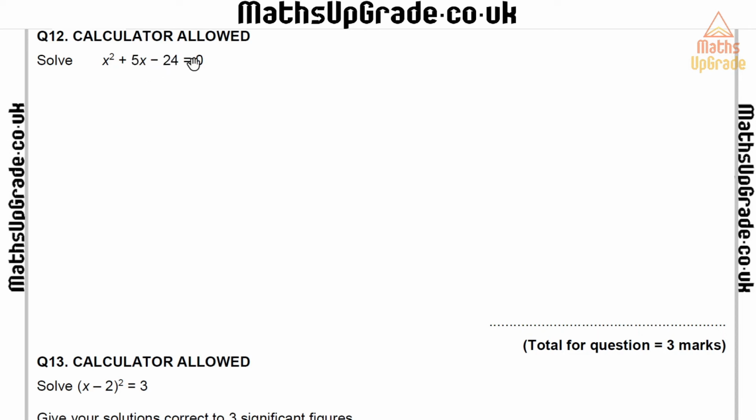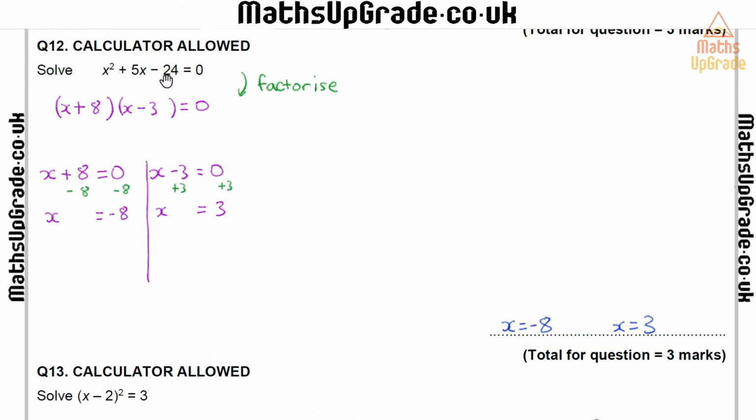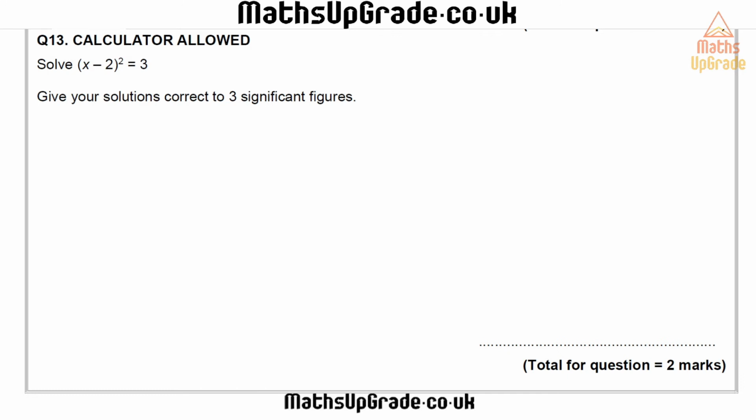Now this one doesn't say to round your answer, so this to me suggests you can probably factorize this, but we'll see. So you can factorize it since the factors of negative 24, which add to 5, are 8 and negative 3. So then here's the factorized form. Since both these brackets multiply to give 0, I can put each bracket as equaling 0. So x plus 8 equals 0, so x must be negative 8, and x minus 3 equals 0, so x must be positive 3. So there's my solutions there. x equals negative 8, and x equals 3. That's 3 marks. Question 13. Solve x minus 2 all squared equals 3.